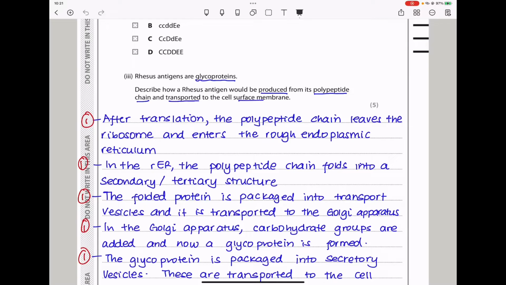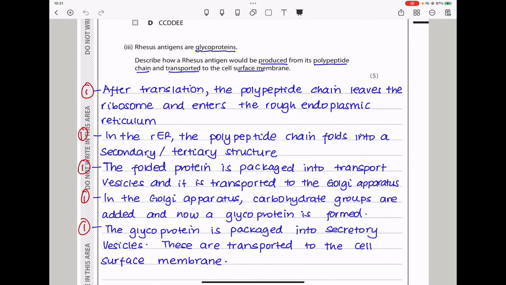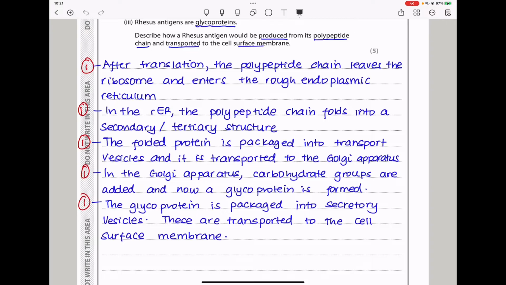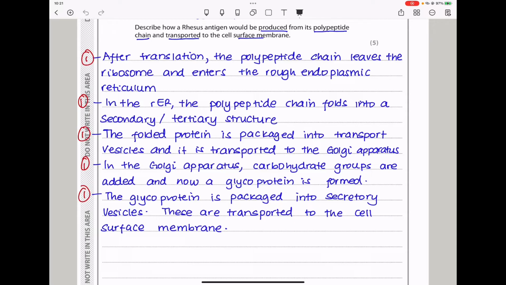So I said, after translation, the polypeptide chain leaves the ribosome and enters the rough endoplasmic reticulum. In the rough endoplasmic reticulum, the polypeptide chain folds into the secondary or tertiary structure. The folded protein is packaged into transport vesicles and it is transported to the Golgi apparatus. In the Golgi apparatus, carbohydrate groups are added and now the glycoprotein is formed, and the glycoprotein is packaged into secretory vesicles. These are transported to the cell membrane.